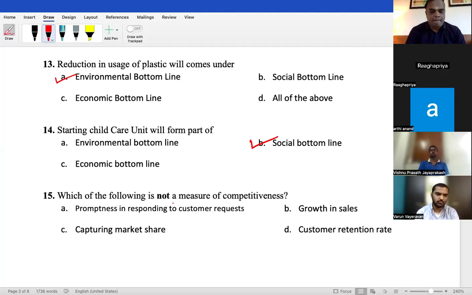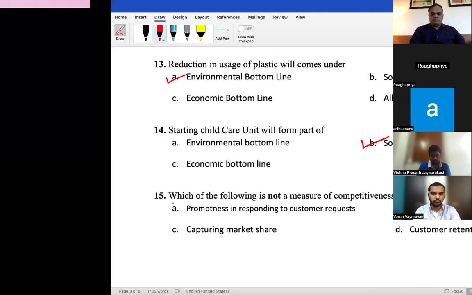Next. Question number 15. Which of the following is not a measure of competitiveness? Option A, promptness in responding to customer requests. Option B, growth in sales. Option C, capturing market share. Option D, customer retention rate.